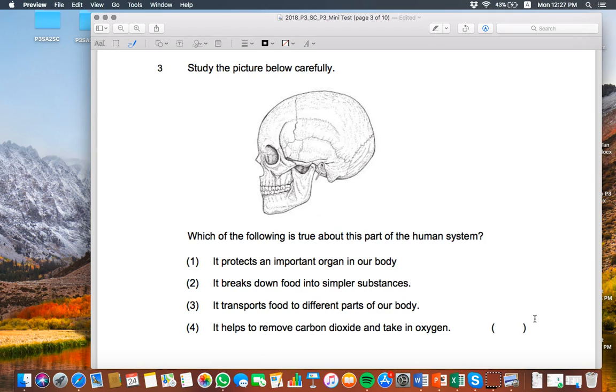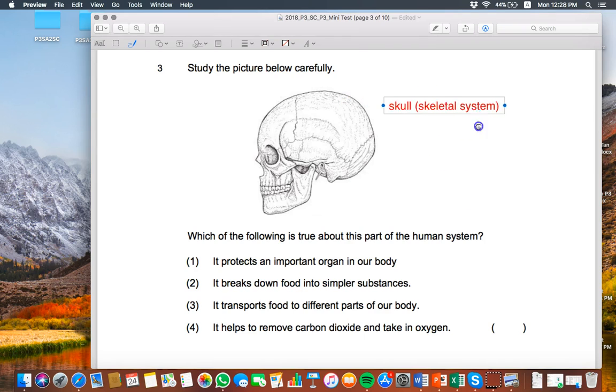Question 3. Study the picture below carefully. Which of the following is true about this part of the human system? Before we even start, we have to identify the part that we are looking at. This part is called the skull, and it's part of your skeletal system.